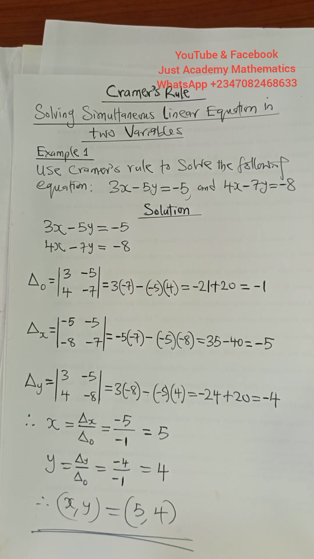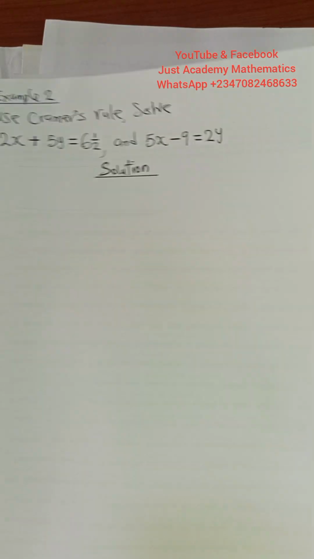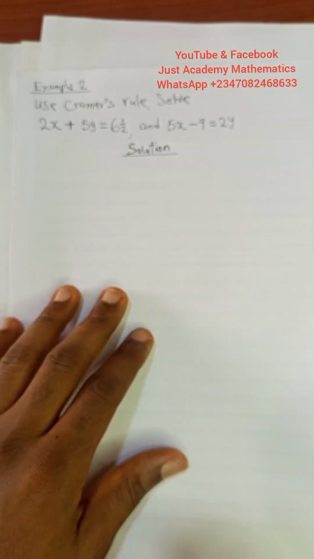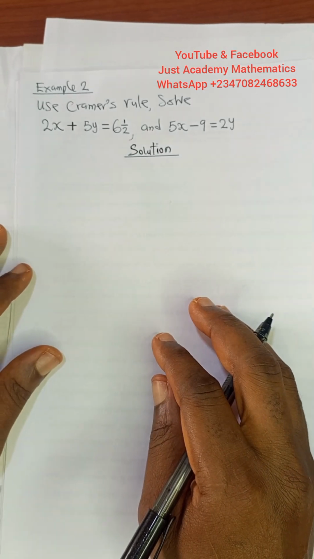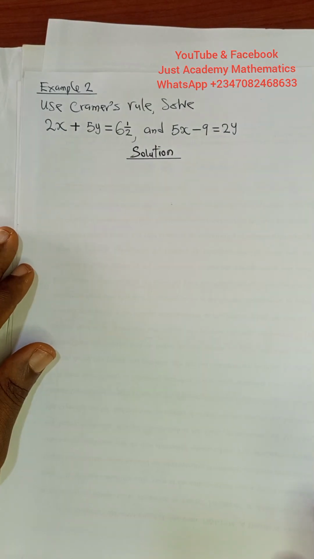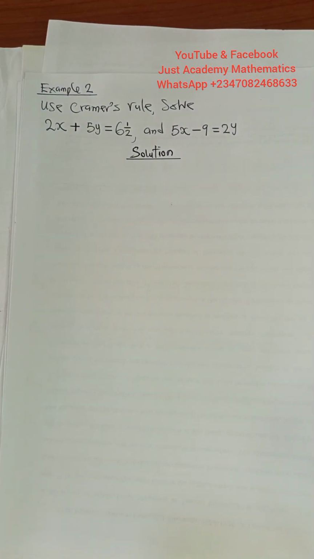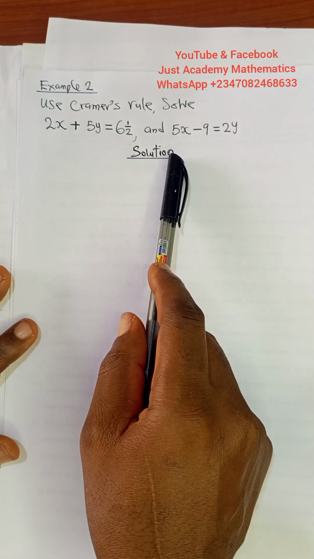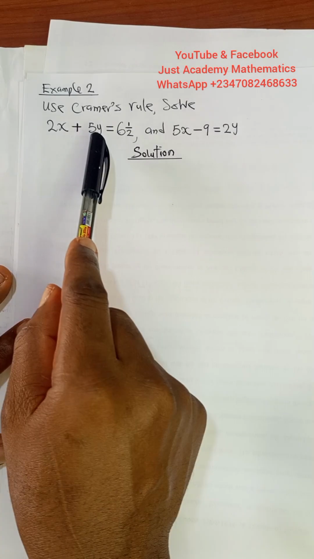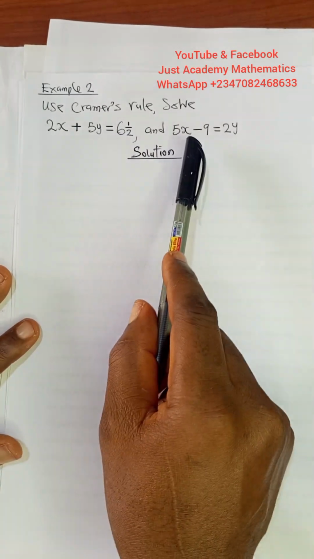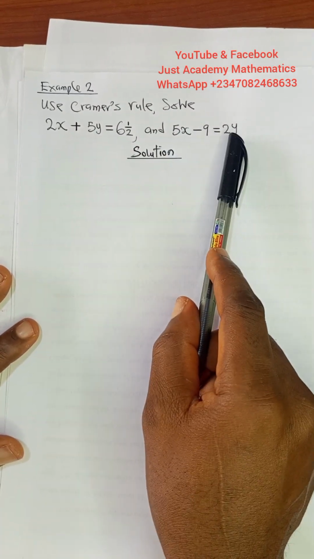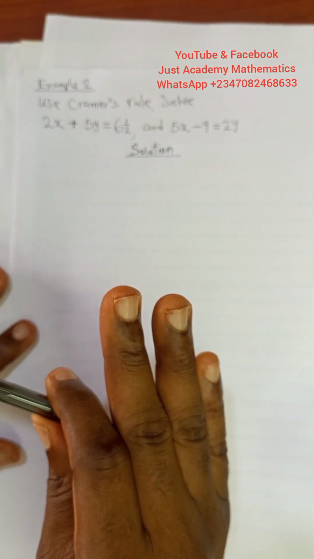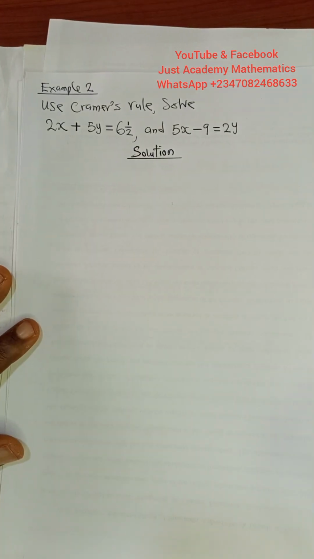Okay, now let's solve 2 more under the 2 by 2 matrix. Let's see example 2. For this example 2, we're going to do the same procedure. But the first thing I want you to note is that this is x followed by y, then constant, but this is x followed by constant, then y. So it's better we arrange it to be in line. Do you get what I'm saying? It has to be in line.